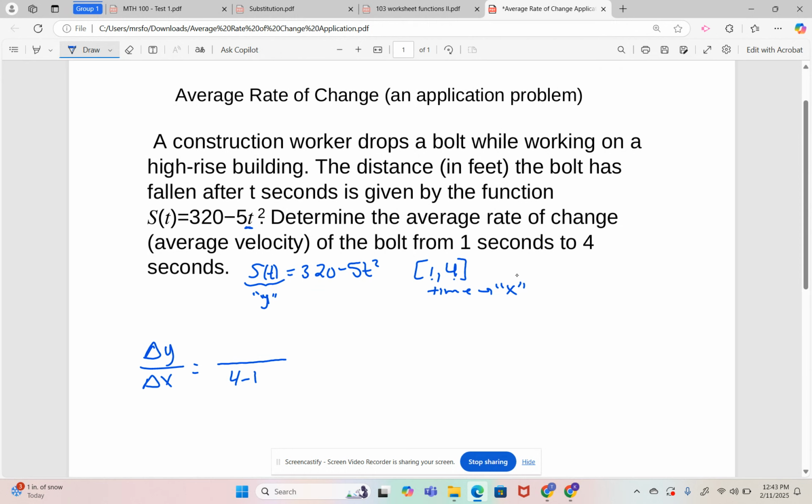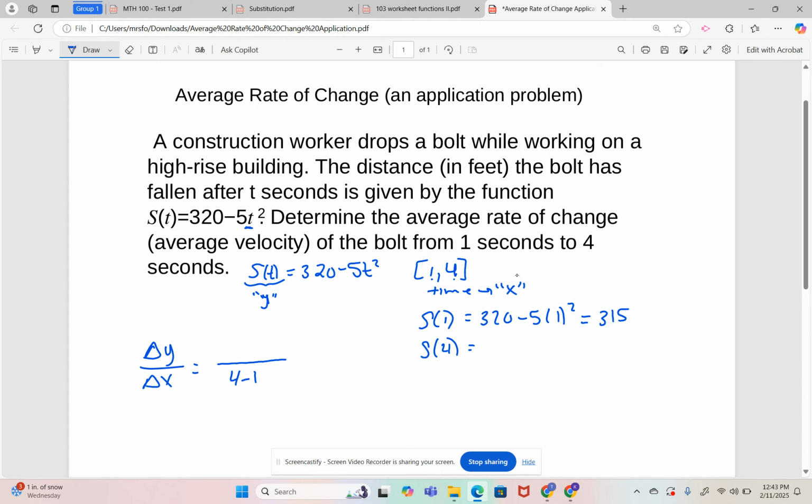So to determine that, we need to find s of 1, and that's going to be one of your y values. And then we also need to find s of 4, which will be a y value. We substitute 1. And when we do that, that becomes 320 minus 5, so that's 315.